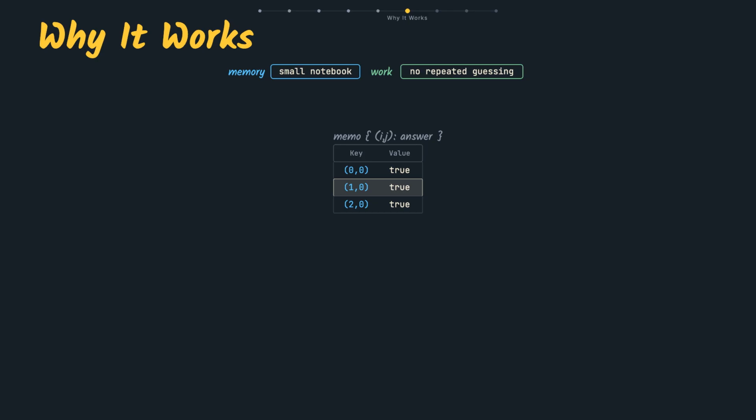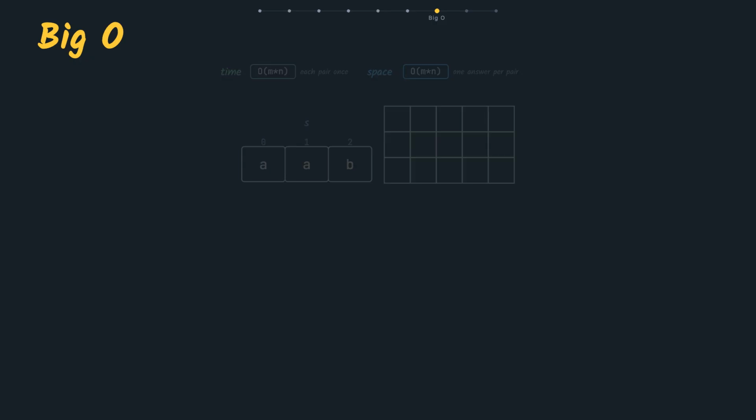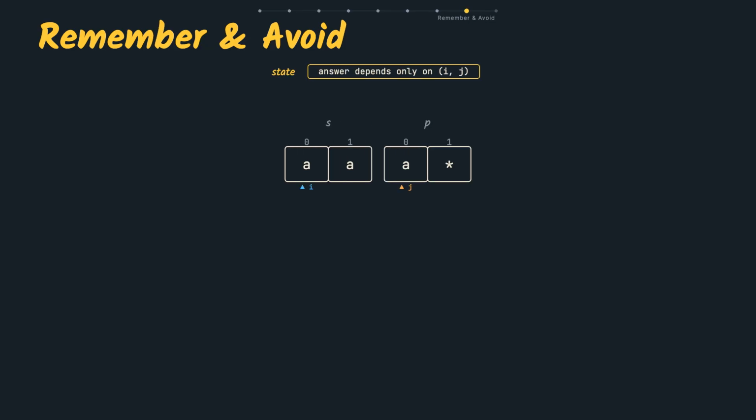guessing. So how costly is it? There's 1 entry per pair, string spot times pattern spot, and each is solved a single time. Time grows with string length times pattern length, and the notebook stores 1 answer per pair, so memory grows the same way. Before we type it, let's lock the moves in.